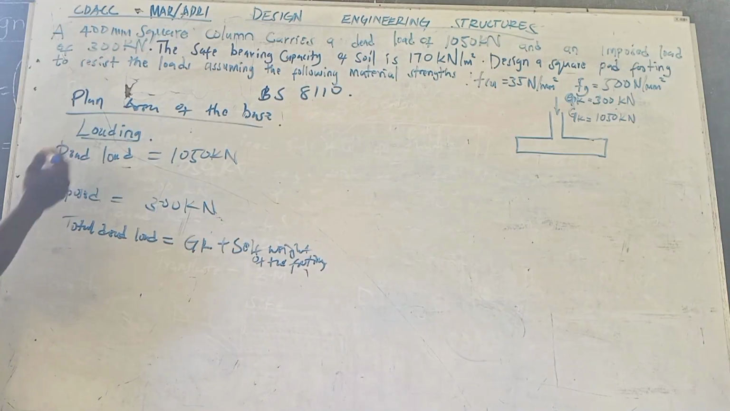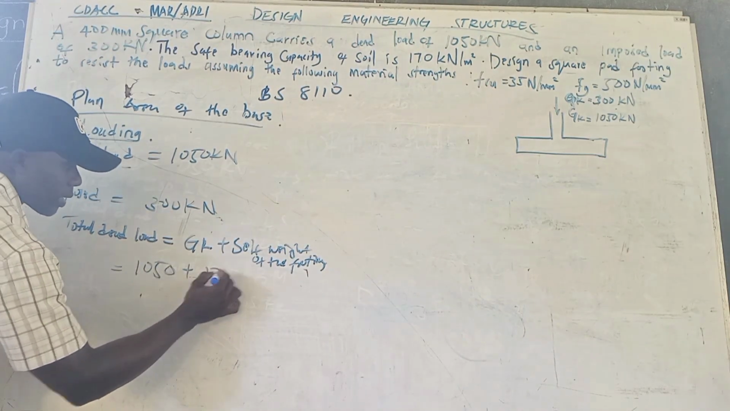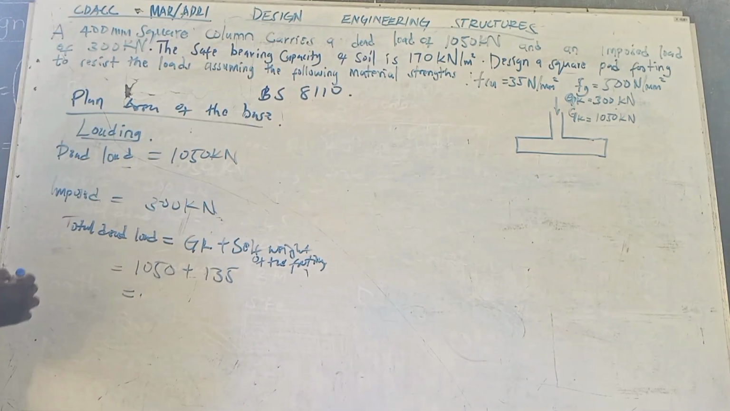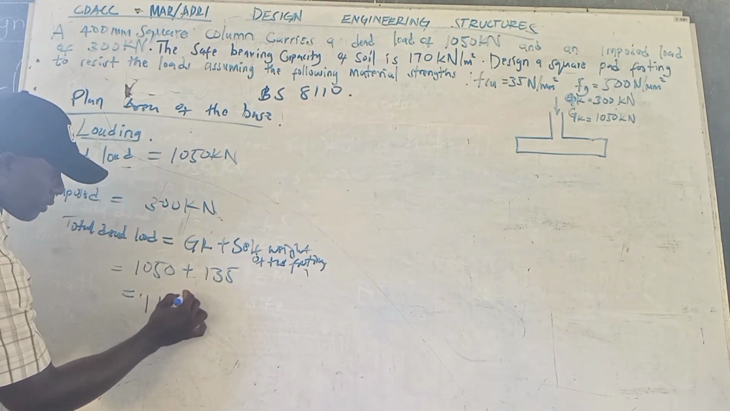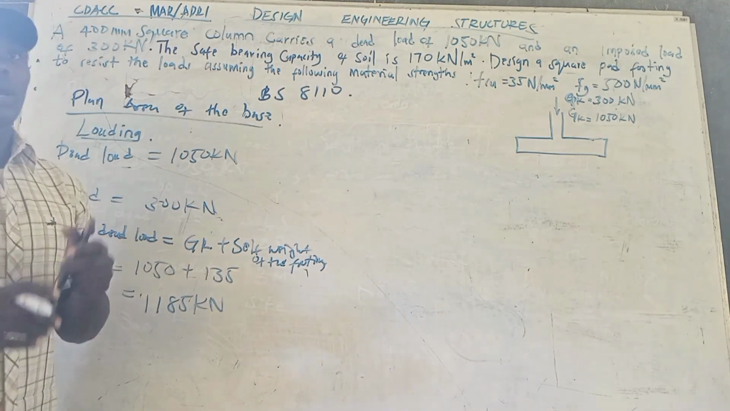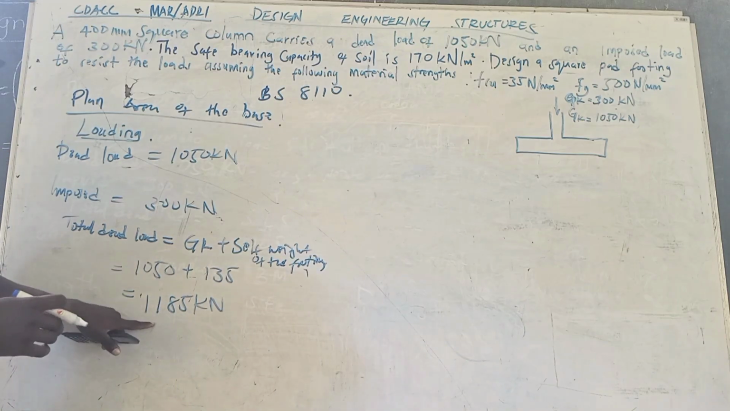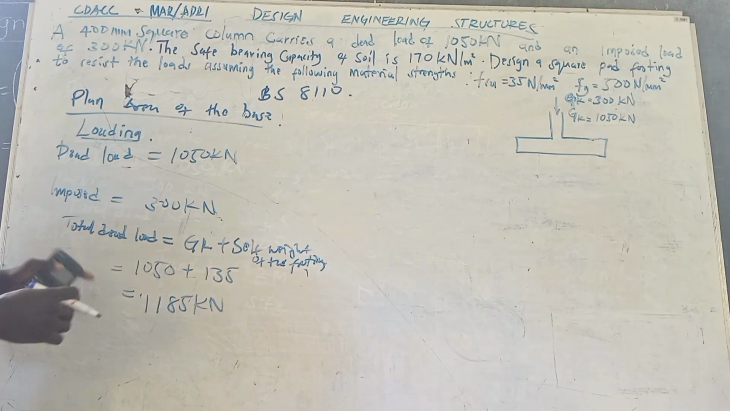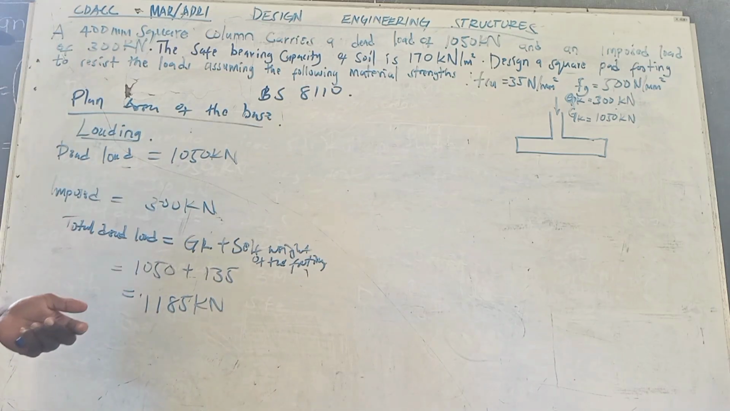So we're going to have our total dead load here as 1050 plus 135, which would give you 1185 kilonewtons. Up here together up to that point, this one here will be the total dead load. But to get the plan area, we're going to work with serviceability limit states.